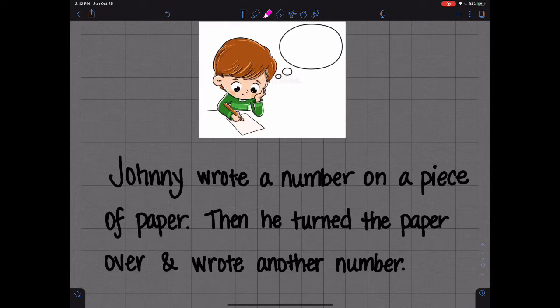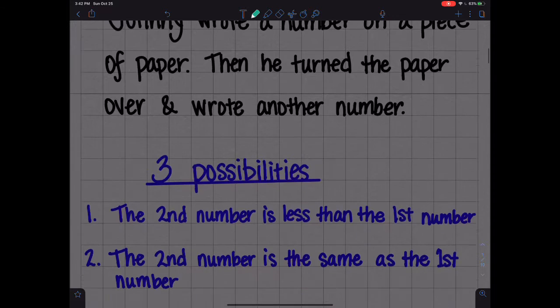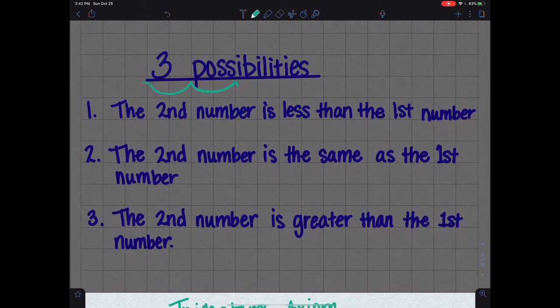Okay, this guy's name is Johnny. So Johnny writes a number on a piece of paper. Whatever, it could be any number. It doesn't even matter. Then he turns the paper over and he writes another number. Now, as far as the other number that he writes, there are exactly 3 possibilities and only 3 possibilities. When I say this out loud, this is going to seem very intuitive, but it's an important thing to know because it's going to help us with problems in the future.